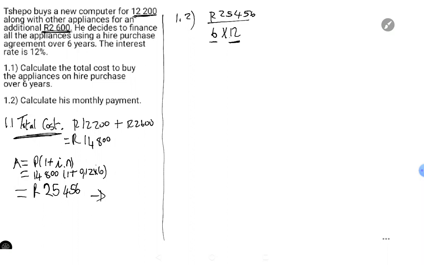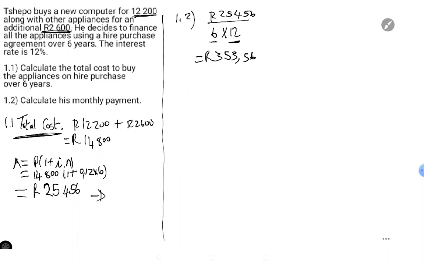Okay, so now let us calculate that. Let's put that onto our calculator and see how much it gives us. 25,456. Let's put that over 6 times 12. That gives us a total of 353 and 56 cents. Okay, 353 rands and 56 cents.